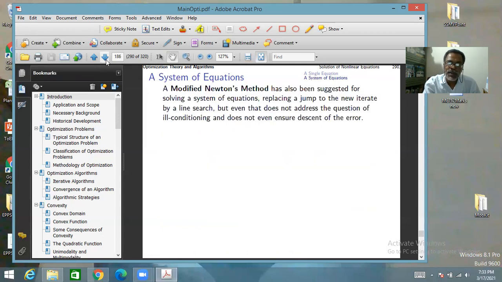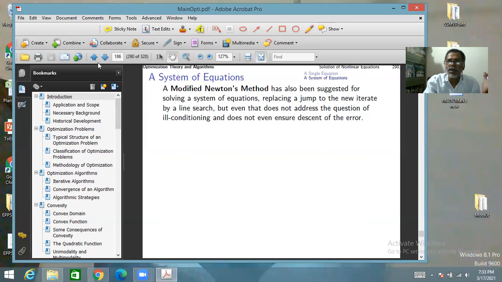A modified Newton's method also has been suggested, that don't take the full Newton step, but conduct a line search, which has some safety value compared to Newton's method. But still, if the Jacobian itself is ill conditioned, then what can you do? Okay. So the original problem remains.